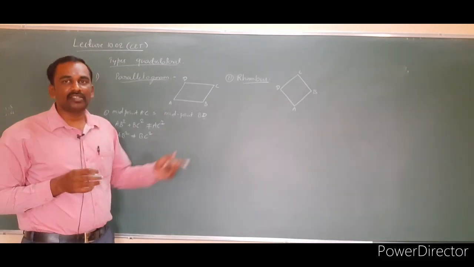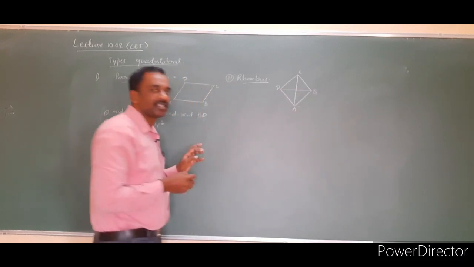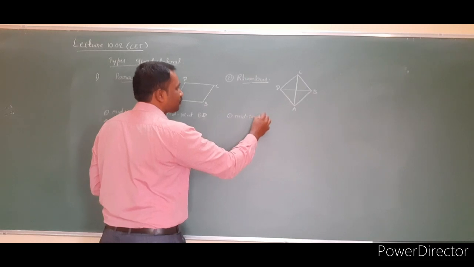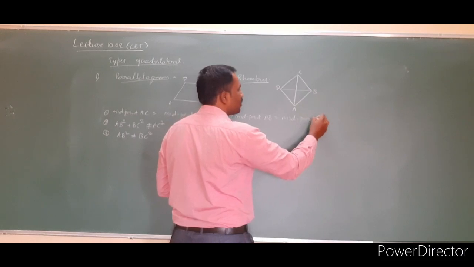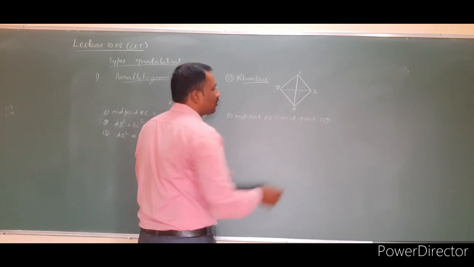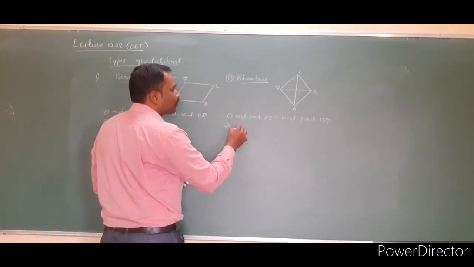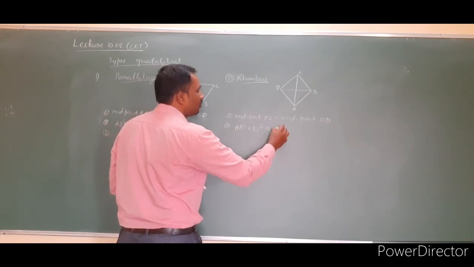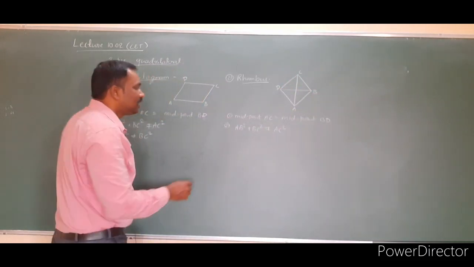Here the same thing, again the diagonals. The midpoints of each diagonal, yes, satisfy. The first condition is satisfied, that is, the midpoint of AC is equal to the midpoint of BD, the diagonals' midpoints. Next, we can say that AB square plus BC square is not equal to AC square.